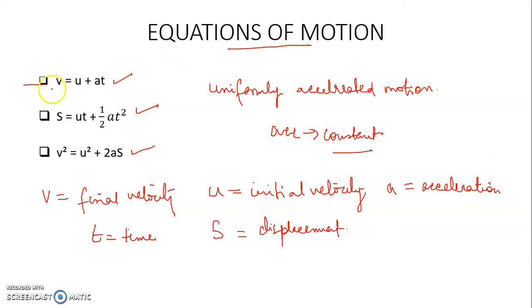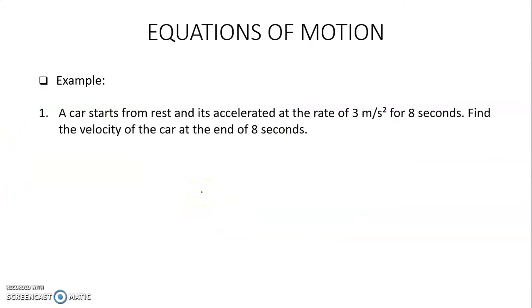Alright, so v is equal to u plus at, first equation of motion. Second one is s is equal to ut plus half at square. And the third one is v squared is equal to u squared plus 2as. Alright, now let us do a few questions on these equations of motion.